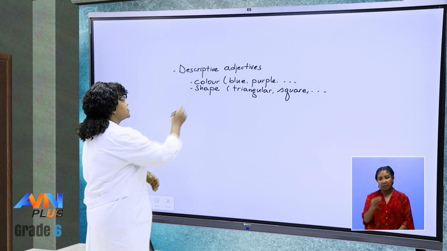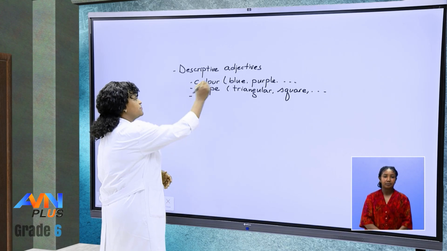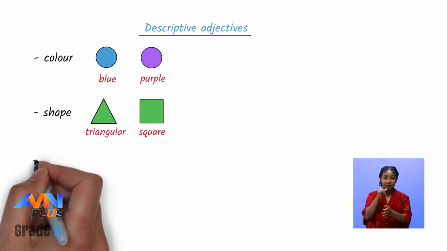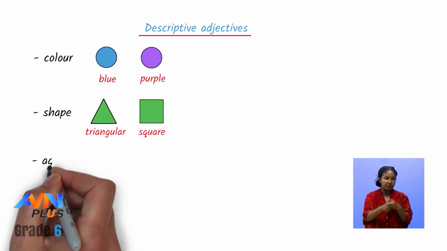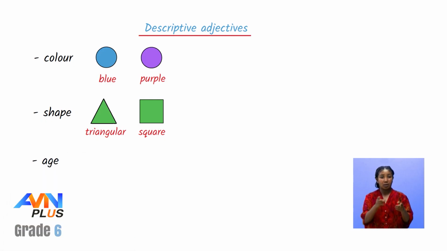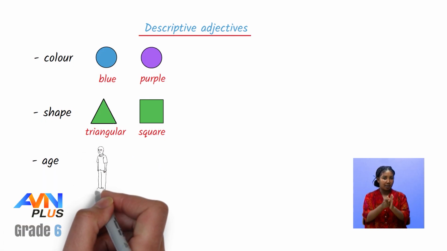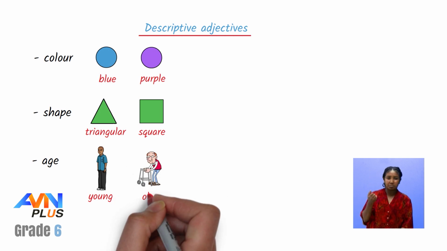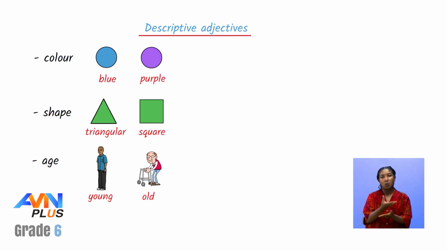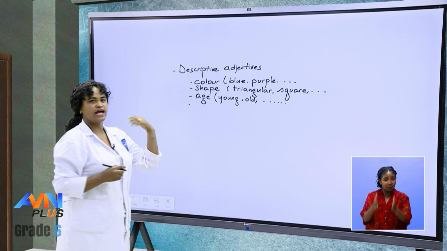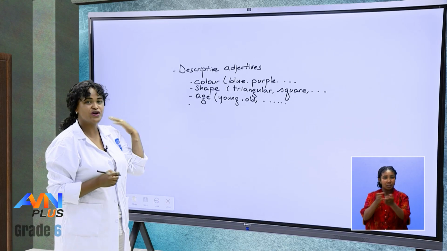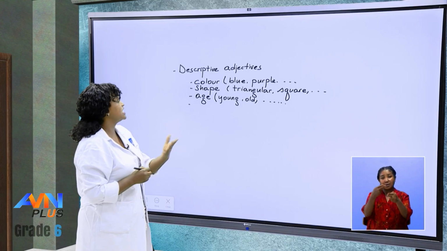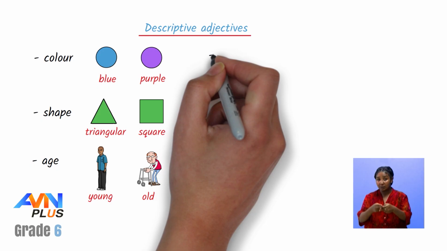And the other thing is descriptive adjective. It is age. When you tell the age of something, for example by saying young, old, ancient, etc. New. Yes? And the other description that helps us to describe some noun or a person is what? Purpose.